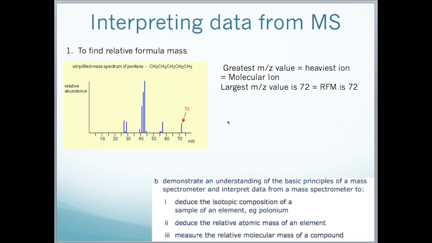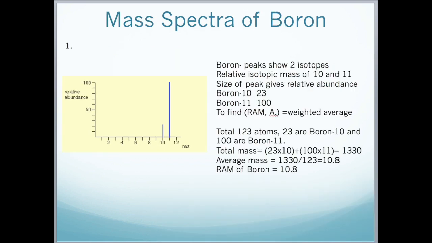For example, here we have pentane, and the heaviest mass to charge value is 72. This represents the largest ion going through the mass spectrometer, and it is reasonable to assume that this is the molecular ion. Therefore, the relative formula mass of the compound is 72. That's quite straightforward. So let's look at mass spectra of elements.